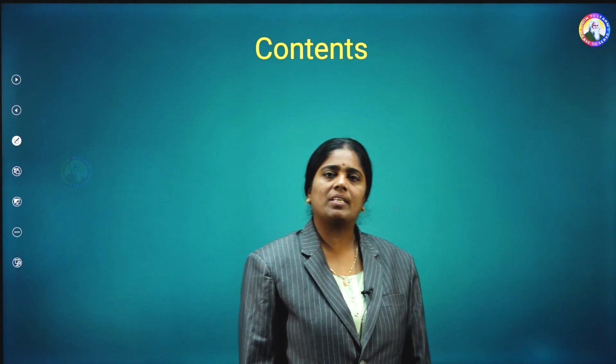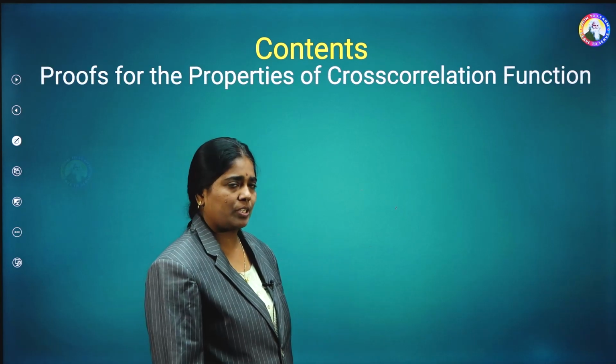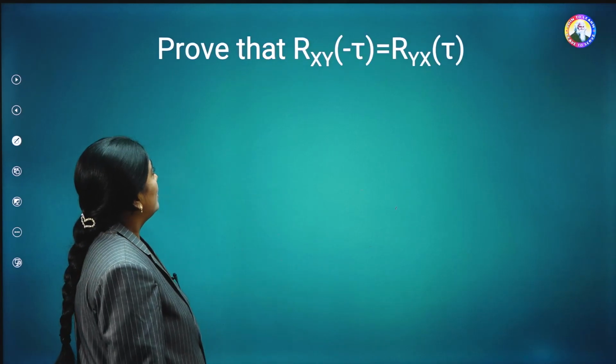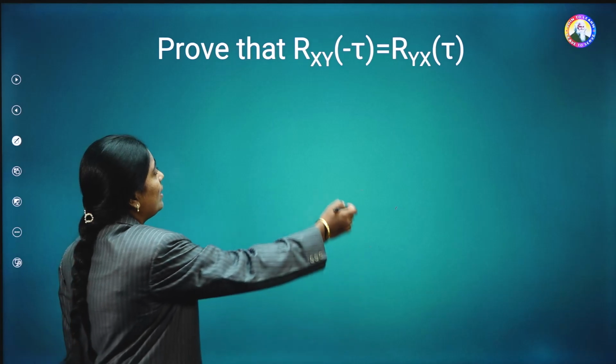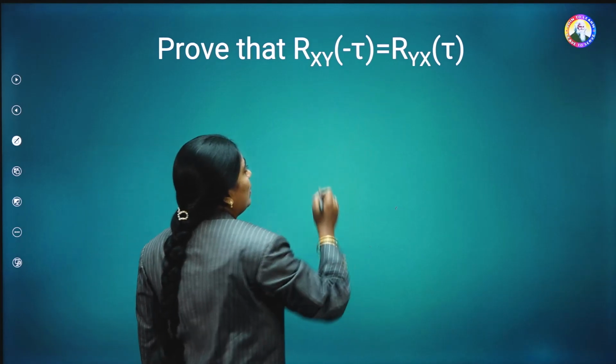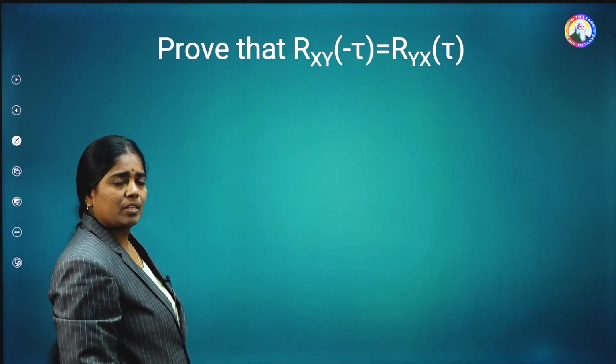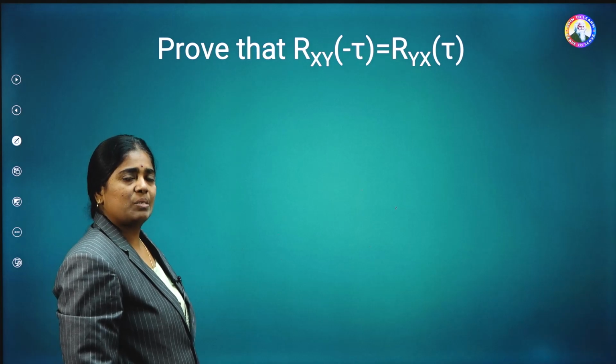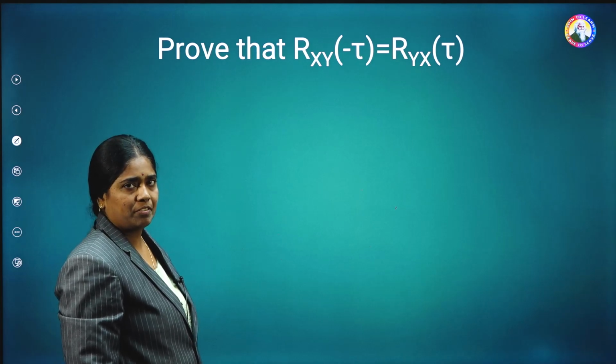Hi to everyone. In this video, I would like to explain about properties of cross-correlation function. Cross-correlation function is defined for the case of two random processes x of t as well as y of t. The first property is rxy of minus tau is equal to ryx of tau.